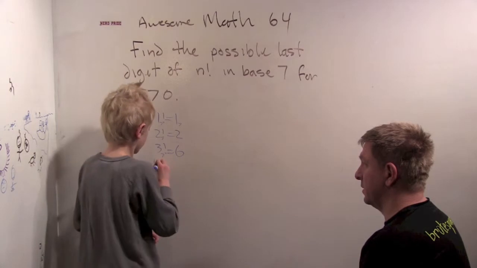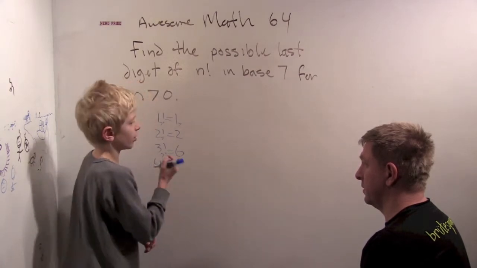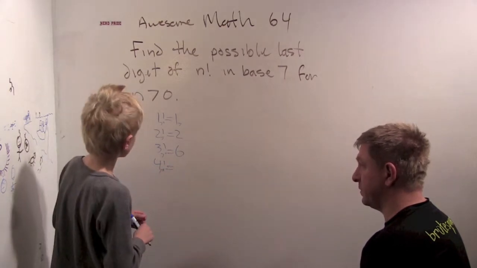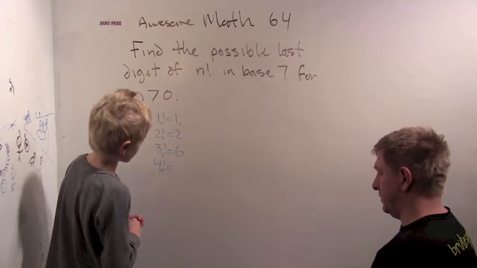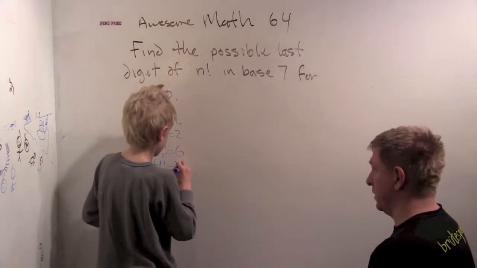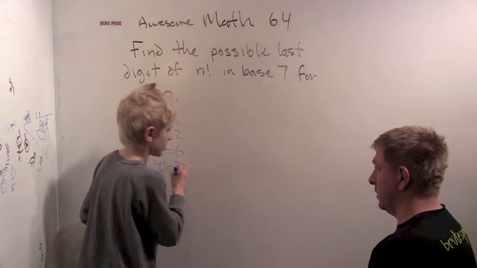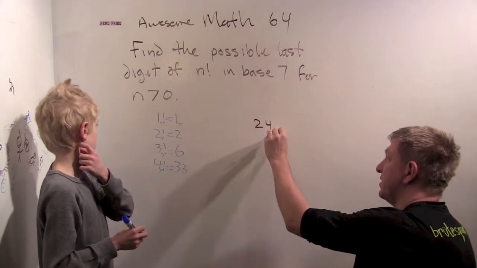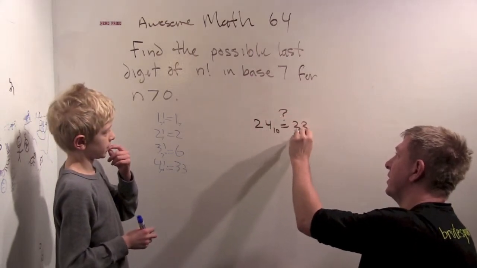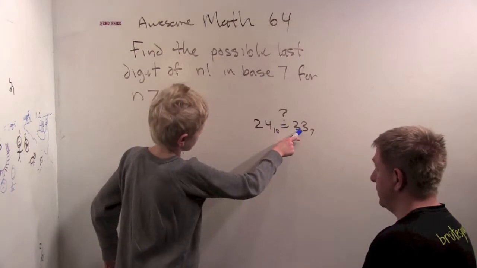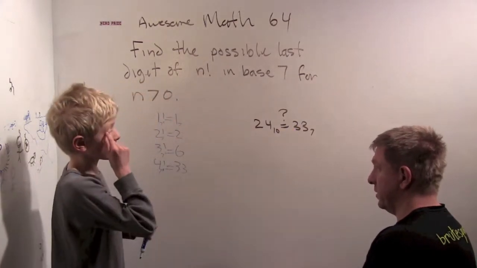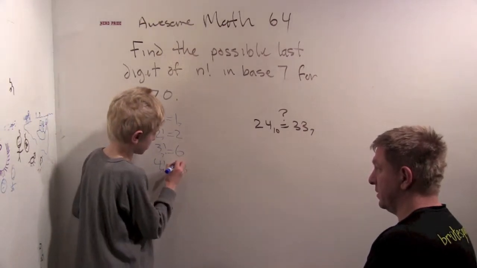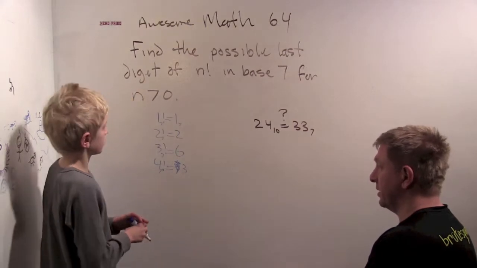But for 4 factorial, we can't use 24. We have to convert it to base 7. 24 is 33. Does the number 24 in base 10 equal 33 in base 7? It's 21 plus 3, which is 24. So the last digit of this is 3.